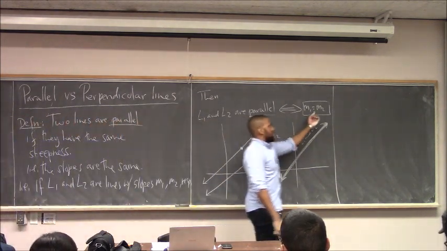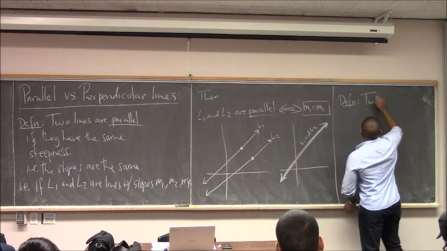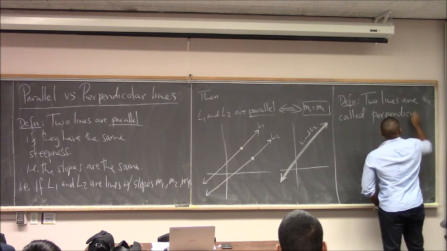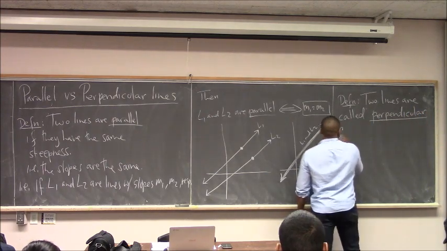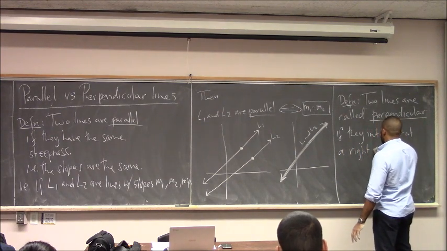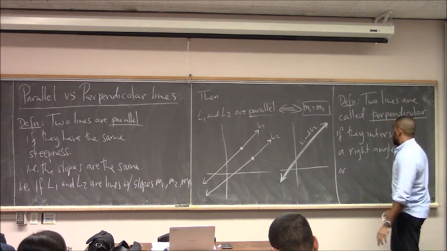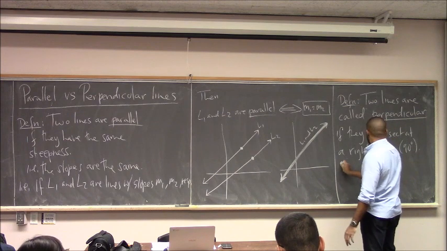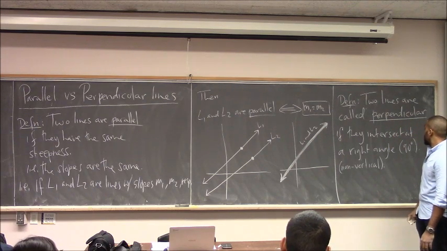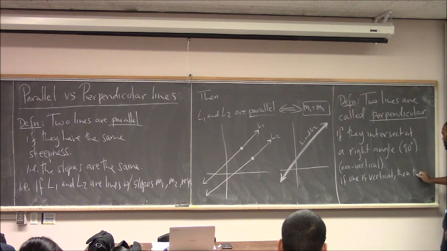Perpendicular lines are a little bit more sketchy, especially trying to get to an equation for their slopes. That's a tough definition. Two lines are called perpendicular if they intersect at what's called a right angle. That means 90 degrees. Or this, in the case that they're non-vertical. If one is vertical, then the other must be horizontal.